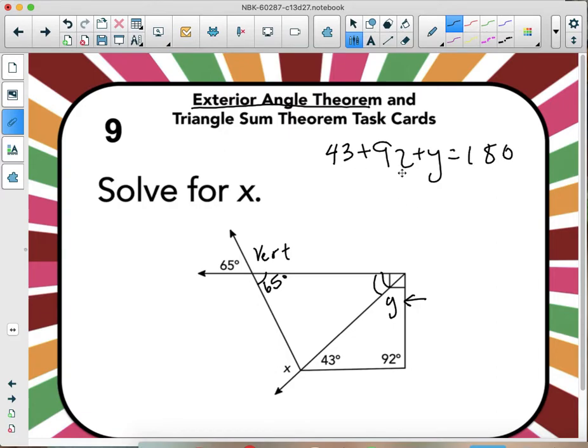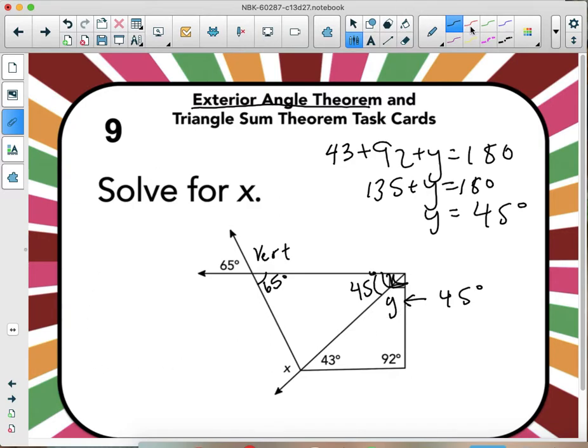43 and 92, if I add those two things together, it gets me 135 plus y equals 180. I subtract that 135 and we get our answer of 45 degrees. So if y equals 45 degrees and this is a 90-degree angle right over here, then whatever's left, 90 minus 45 gets me 45. So I know this angle over here also has to be 45. It was split evenly. Okay.